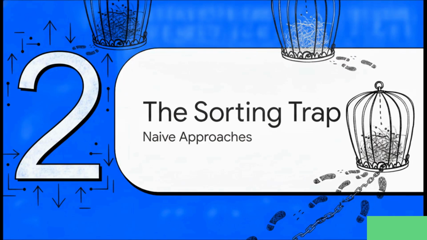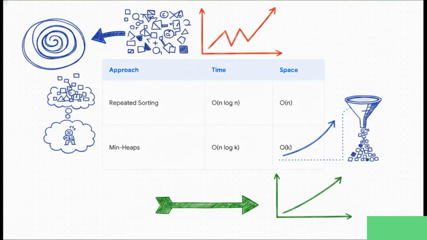Section 2, the sorting trap. Look, the absolute most natural instinct here is to just sort the data first, right? But as we're about to see, that instinct is a complete trap. If we just sort the entire array to find our element, we hit an immediate efficiency wall. We're stuck with an O(n log n) time complexity because we're literally organizing a ton of data we just do not care about.